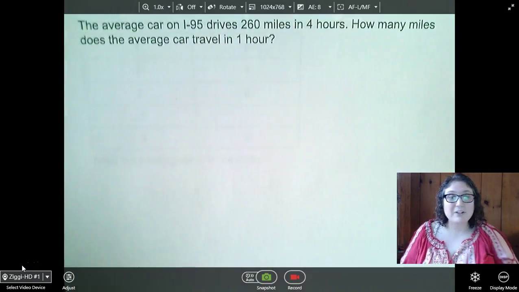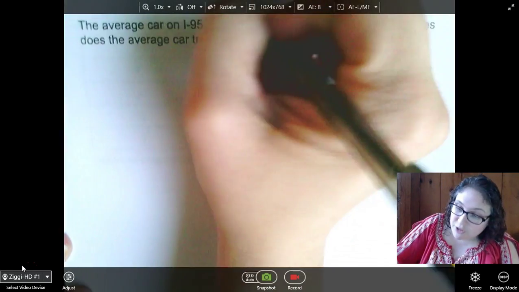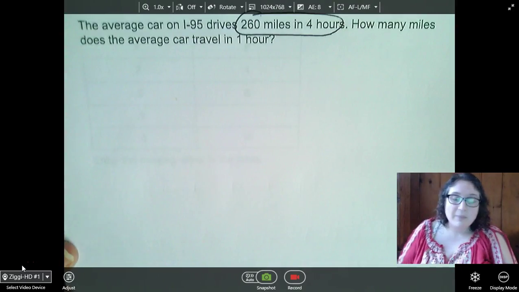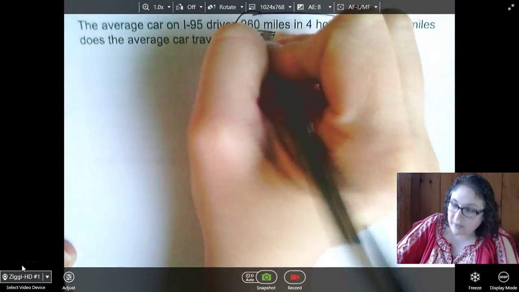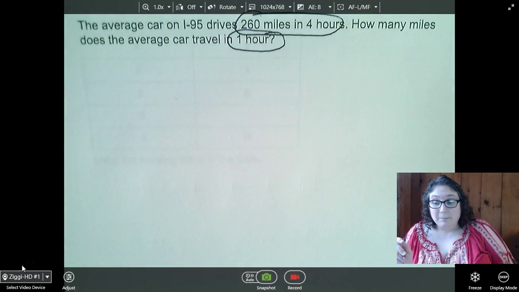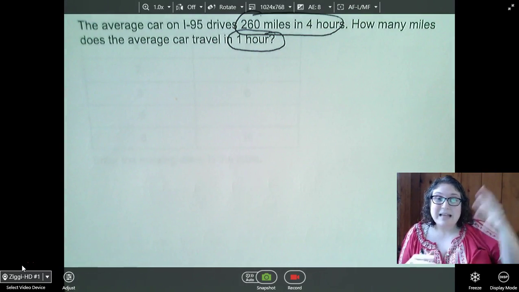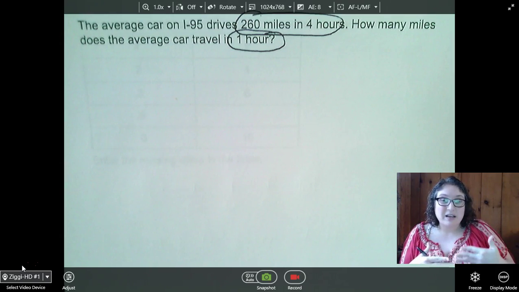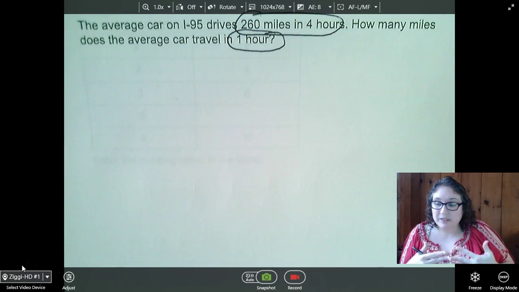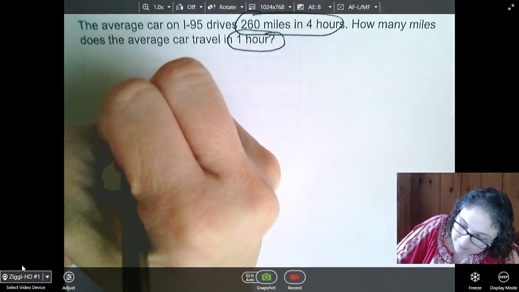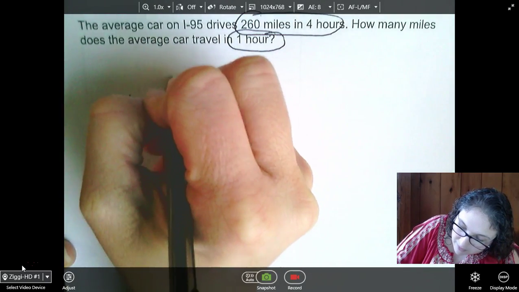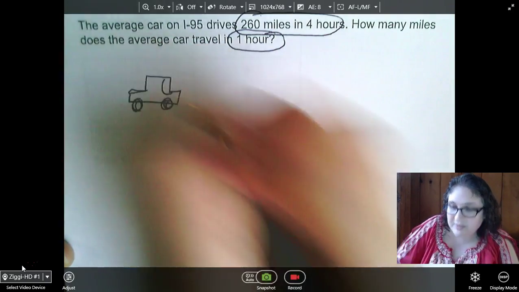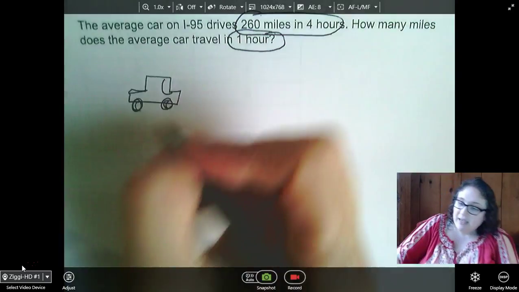So the average car on I-95 drives 260 miles in 4 hours. How many miles does the average car travel in 1 hour? Well, let's look. Because it tells us miles and hours, and it says hours again, I know I'm going to set up a proportion. I'm going to try to see how things are equivalent. So here's my little car. I'm sure your picture is a little bit better. This almost looks like a pickup truck, okay?